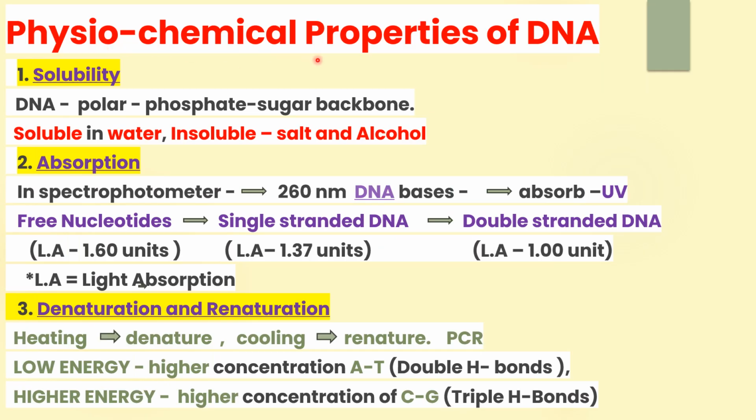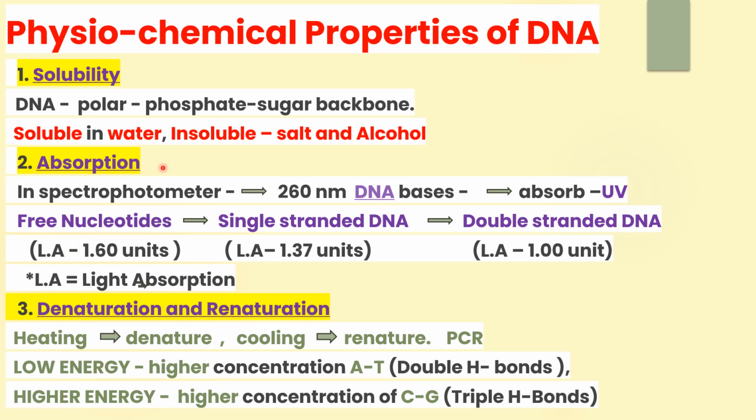Next, we go on to the physicochemical properties of DNA. There are mainly three properties. Solubility. The DNA is a polar molecule, meaning it is soluble in water due to its phosphodiester bond, that is the sugar phosphate backbone. Hence it is soluble in water, and it is insoluble in salt and alcohol. That's why when you put alcohol in it, it becomes visible. The DNA becomes visible at the end of DNA isolation experiments.